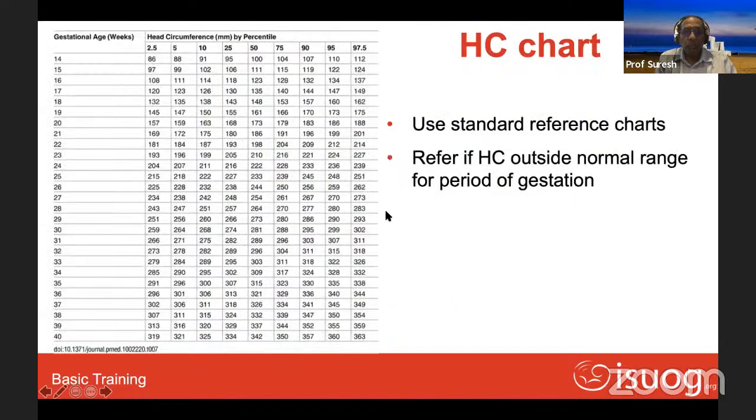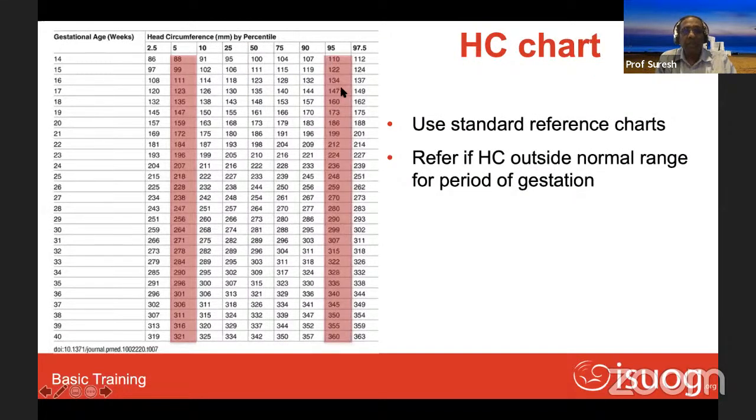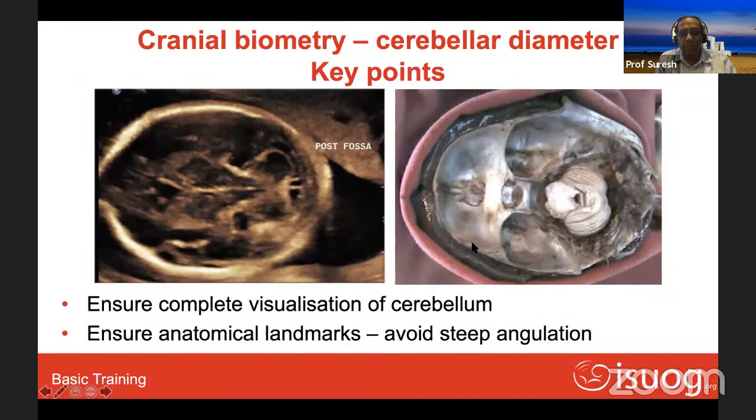Now, we use a standard reference chart, and the 5th centile and the 95th centile are taken as the two boundaries. Any values above the 95th centile or below the 5th centile, the patient must be referred for a second opinion.